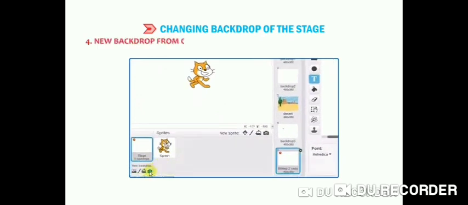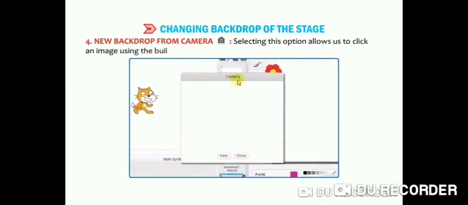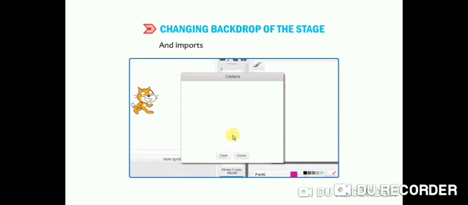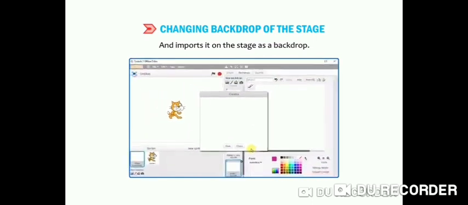Clear, students? Fourth one, new backdrop from camera. Selecting this option allows us to click an image using the built-in camera of our computer system and import it onto the stage as a backdrop. So you can import it on the stage as a backdrop. I'm importing it. You can see that.